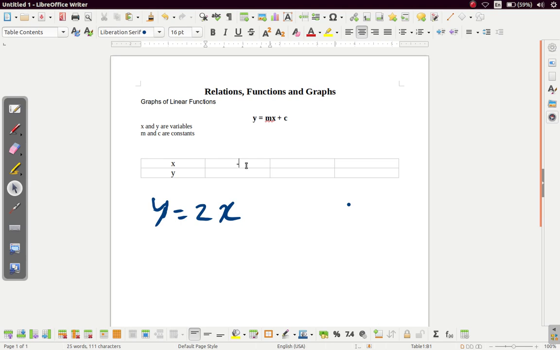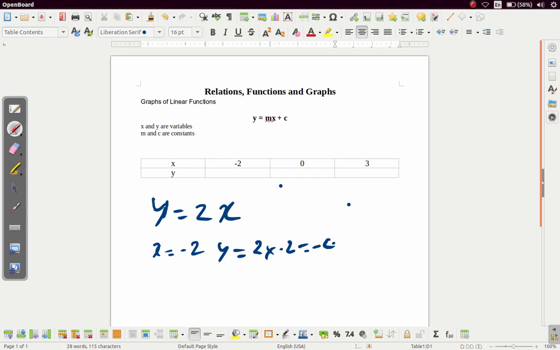Let me use -2, 0, and 3 for x. Now, when x is -2, what is y? When x equals -2, y equals 2 times -2, which is -4. So I have -4 here as that answer.